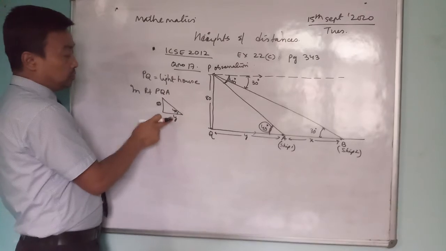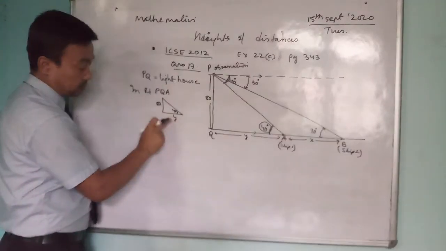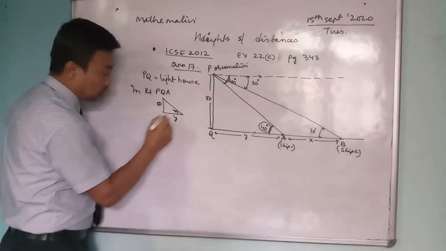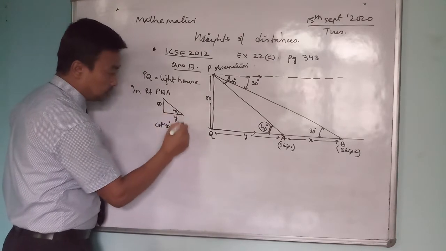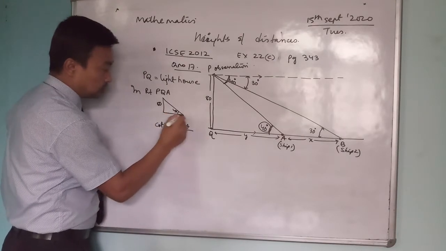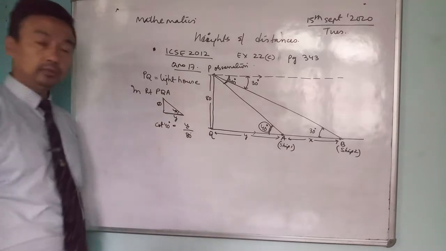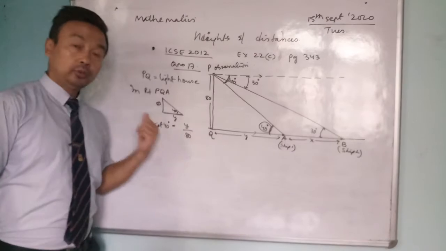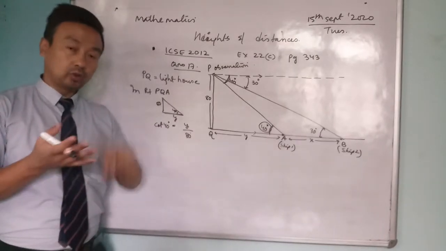We will not use P by B. We will use B by P, because B is unknown, so we will be using cot. Cot theta, theta is 40 degree, base is y, and the perpendicular is 80. Now in the trigonometric table, we do not have a table for cot 40. We have only sine, cos and tan.